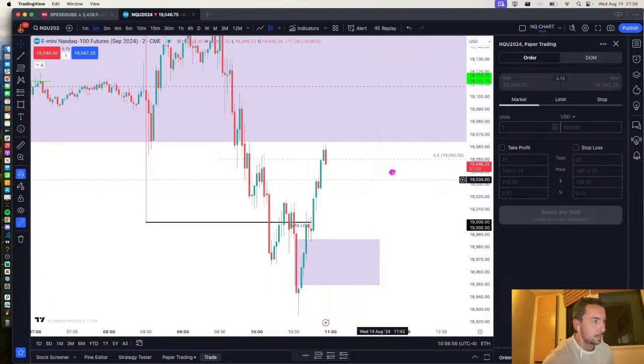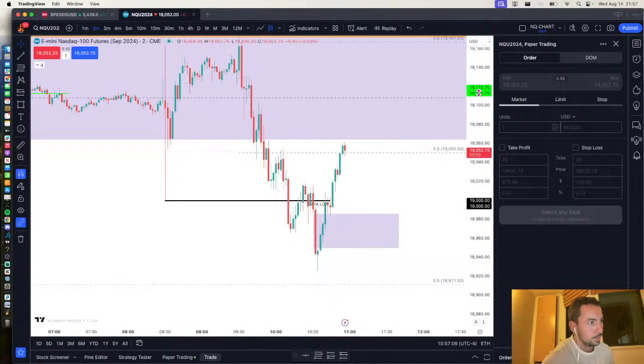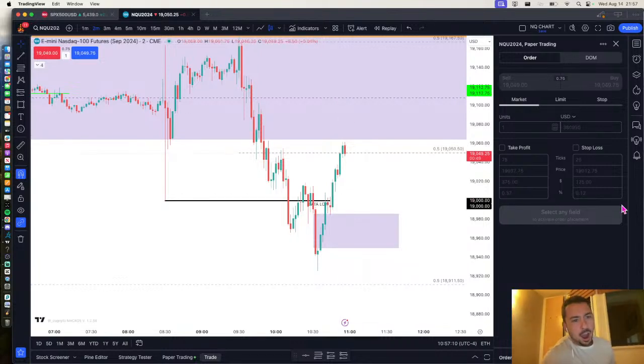We also just passed 50% of the whole move here, right? From this high to this low. So that should be a take profit zone for sure. The internal high right here is the take profit zone. And then midnight should be your final take profit if you're in this.